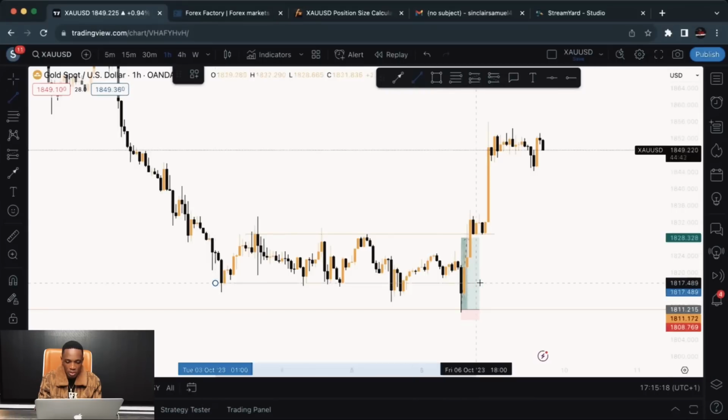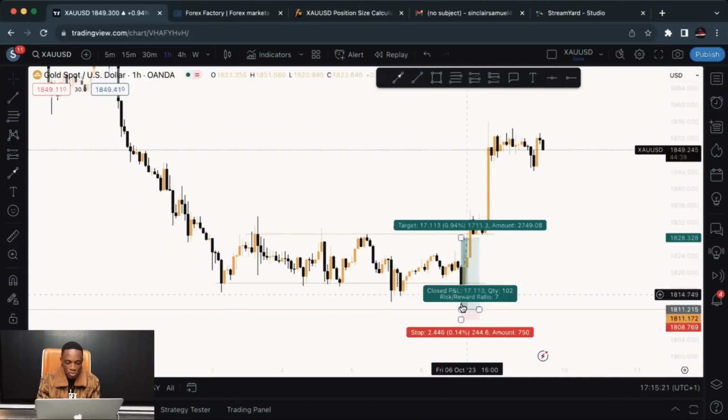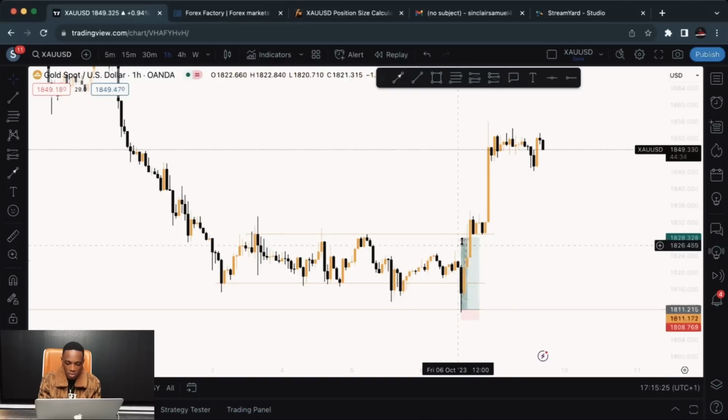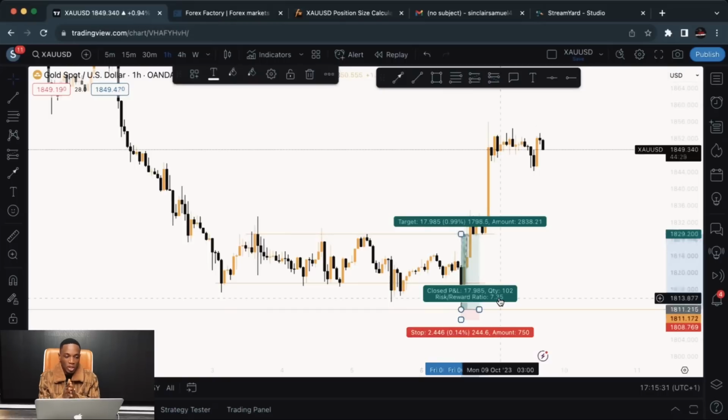If I'm not mistaken, there was another zone like this actually. So we were expecting gold to drop to this point before it buys. Now let's say for instance this particular trade as an example. Let's use it as an example. This was the target. Yeah, it was 1:7 actually. Okay, so this stop loss is what they're asking for.